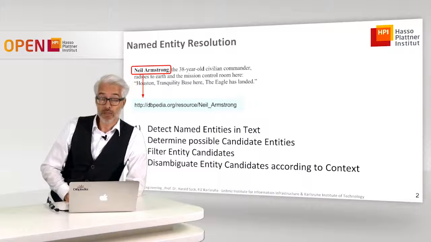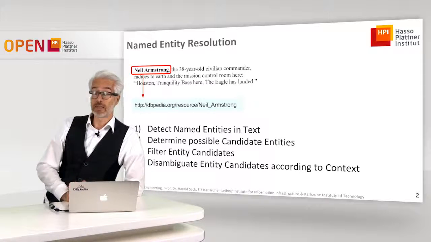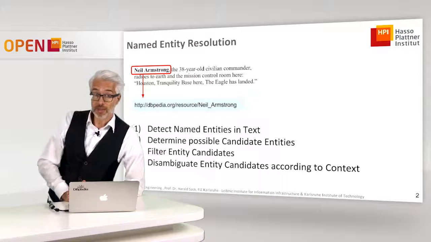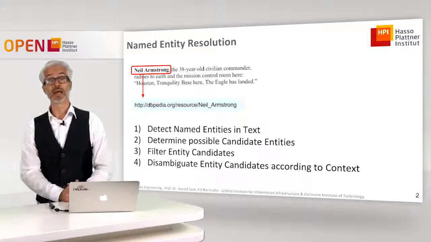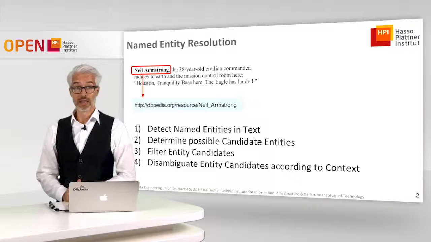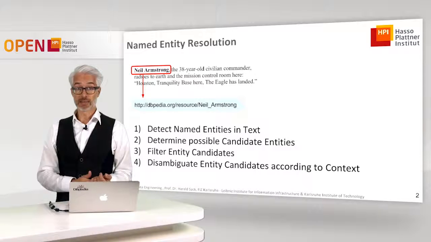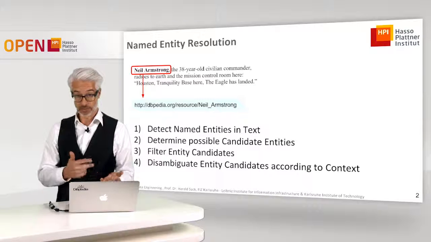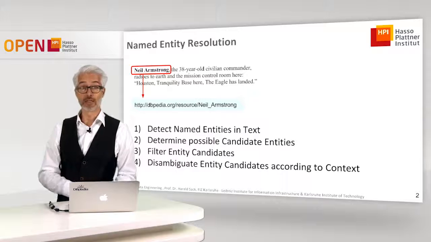How does this process work in general? First of all, you have to detect all the named entities in the text. And then you determine the possible candidates for these entities. Then you filter the entity candidates, and in the end there is a disambiguation process according to a given context. And in these 4 steps we want to look into detail now.